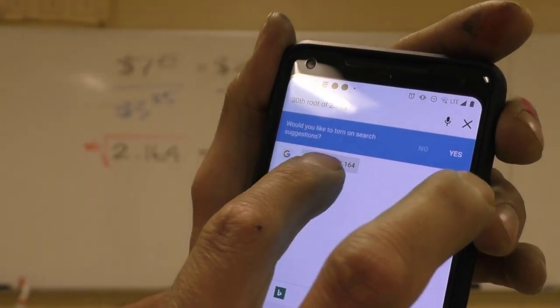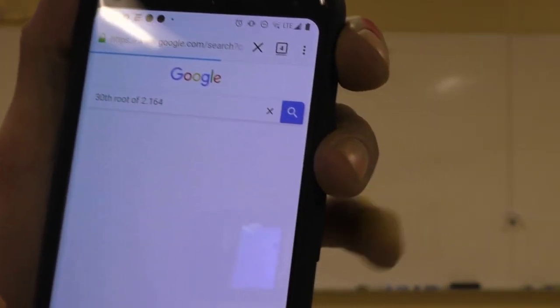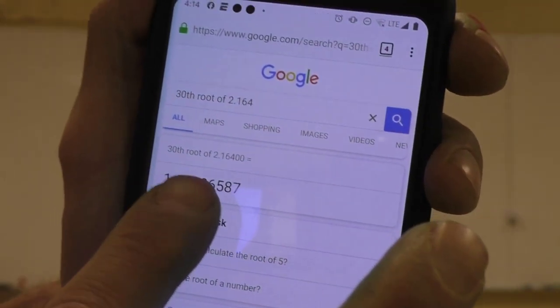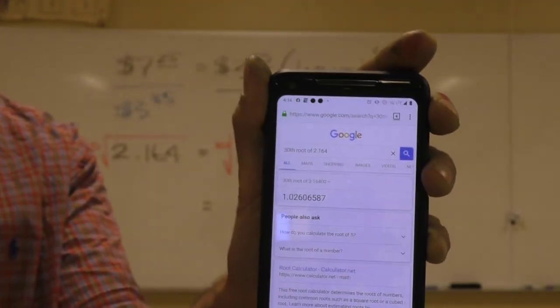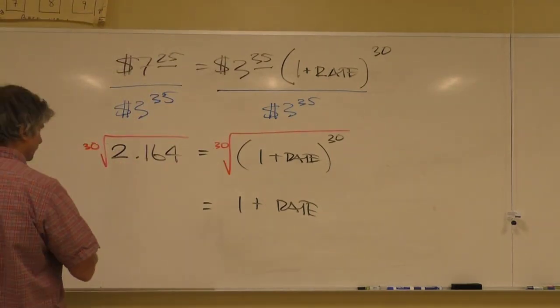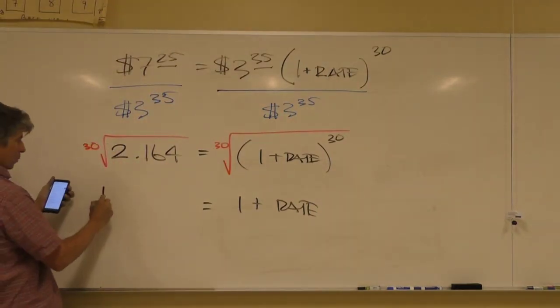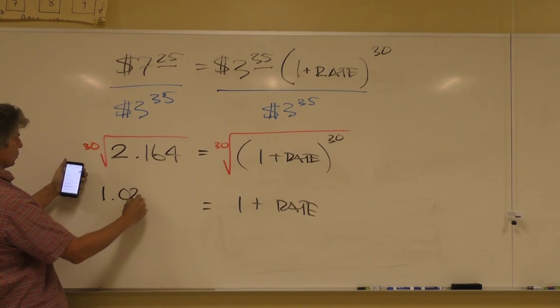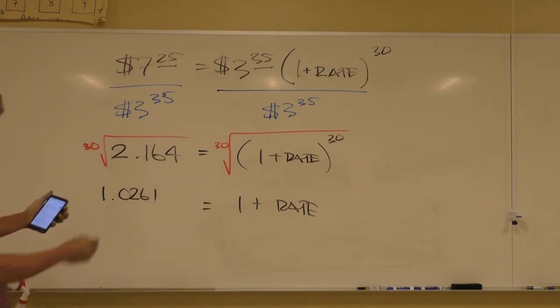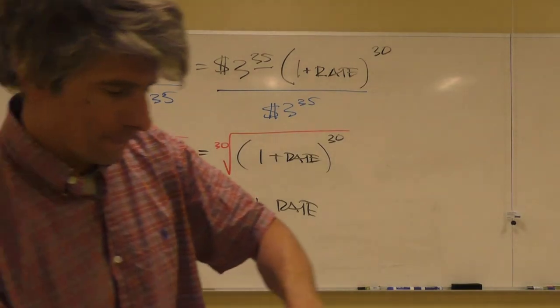It's repeating me down here, and I'm going to press enter, and it tells me it's equal to 1.026065 and some change. Okay, so far, take a look at it again. There she is. So when I do the 30th root of 2.164, I get 1.02606, which technically rounds to 1, I guess, and then I can just round it off to that place right there.